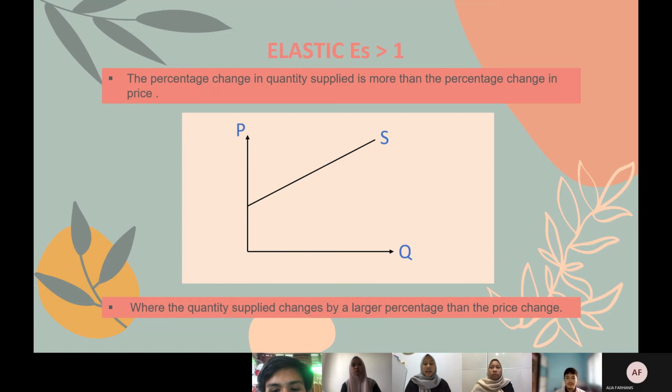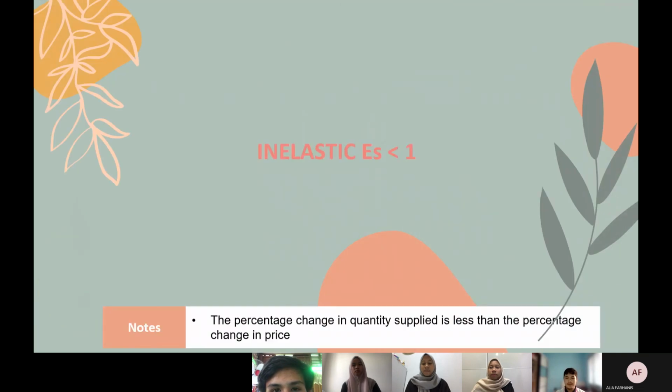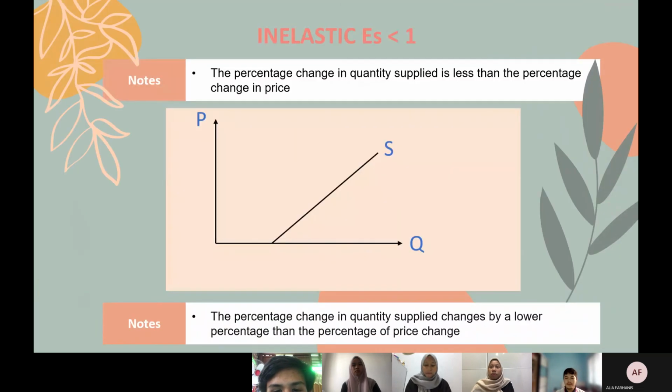Next slide is inelastic, ES less than 1. The percentage change in quantity supplied is less than the percentage change in price. The quantity supplied changes by a lower percentage than the percentage of price change.